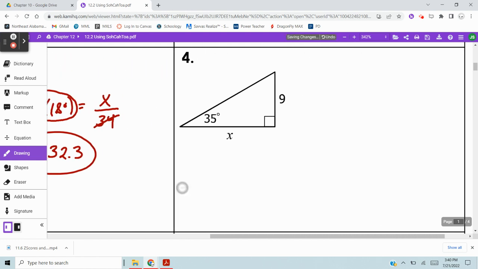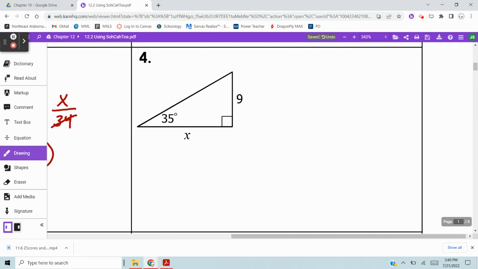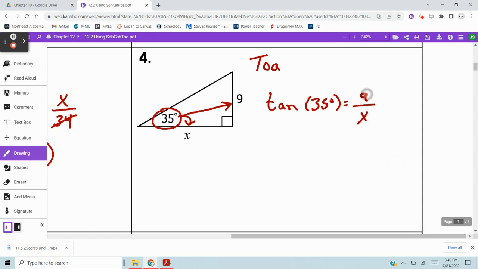Number 4, a little bit different on this one. Here's my angle. This is the opposite side. This is the adjacent side. That would be a tangent problem that deals with opposite and adjacent. The tangent of my angle is equal to opposite over adjacent. And what makes this one different is, again, the x is on bottom now.